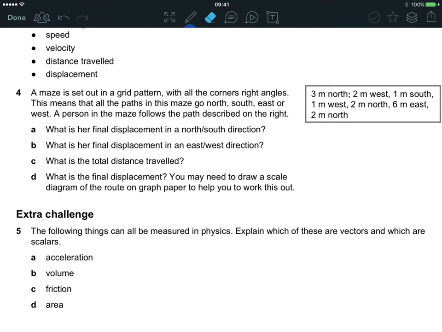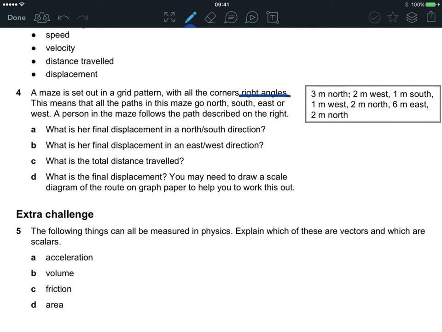Okay, question 4. This one did seem to confuse a few people. I think it was just the way it was worded, though. Once you spoke to me and I described what the question was asking, you seemed to be absolutely fine. Okay, a maze is set out in a grid pattern with all the corners at right angles.